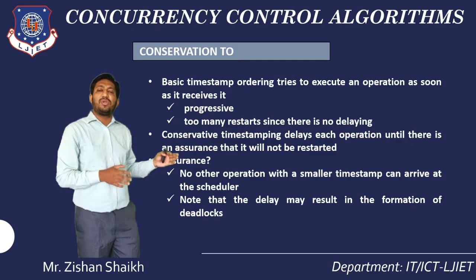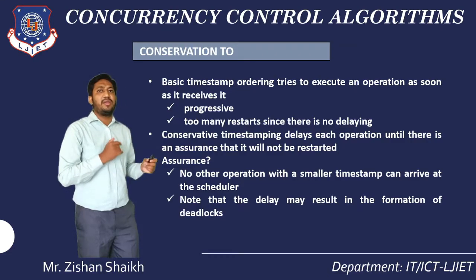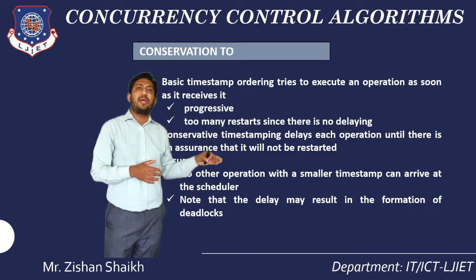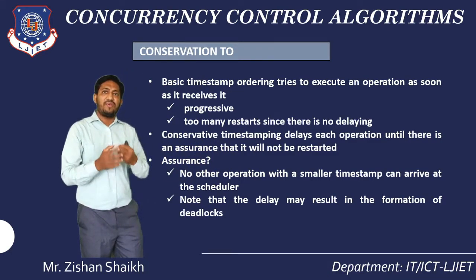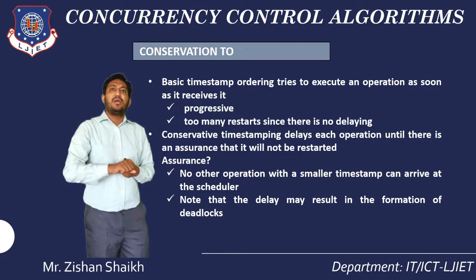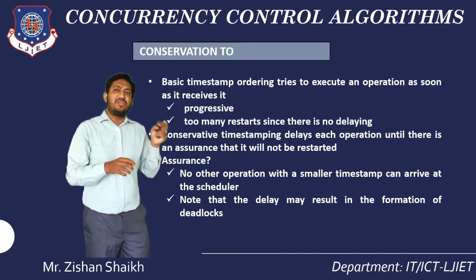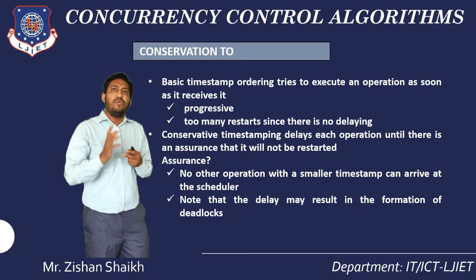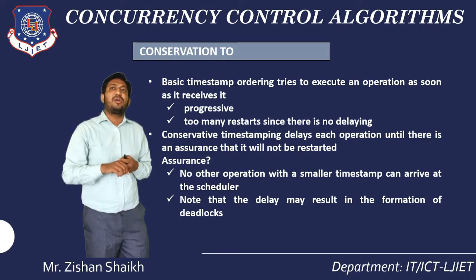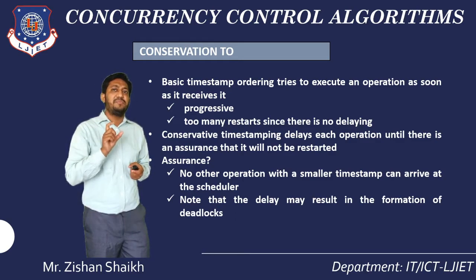So for that we have to give the assurance to our system that no major restart is occurring here. So for that, no other operation with a smaller timestamp can arrive in the scheduler. So if transaction 1 is already working here, transaction 2 is requested, and transaction 2's request is rejected here. Now transaction 3 is requested again. So what will the scheduler assign next? Transaction 2 is next, or transaction 3? So for that it will check the timestamp again.